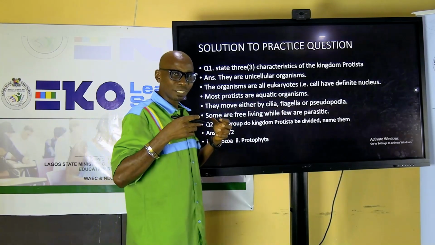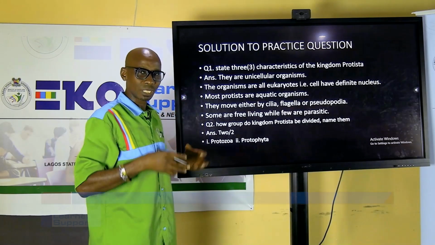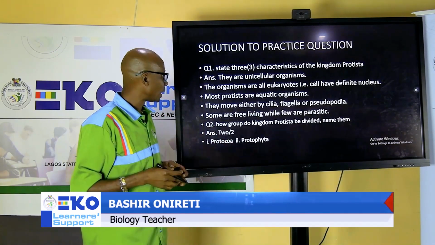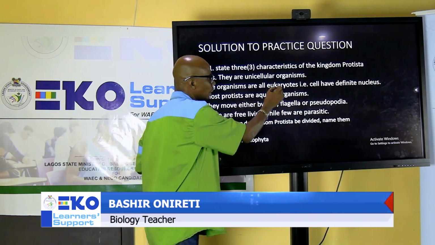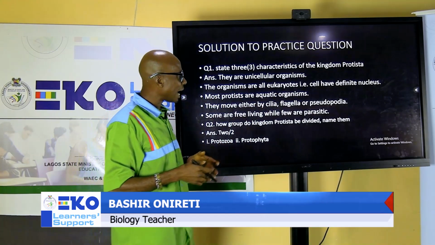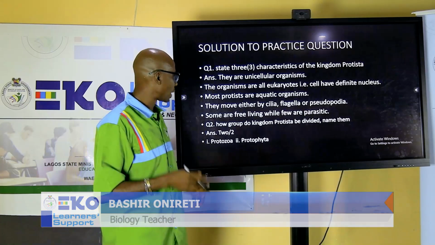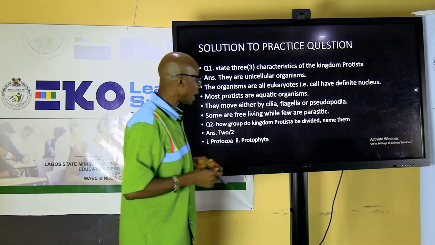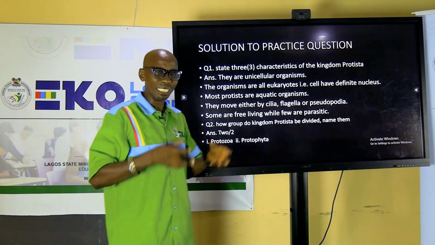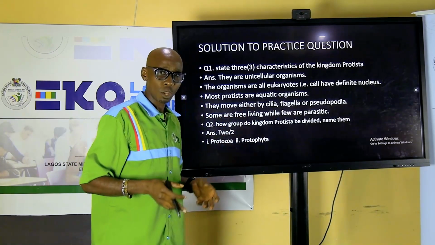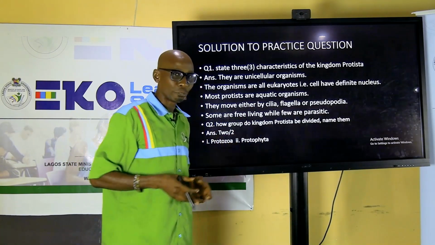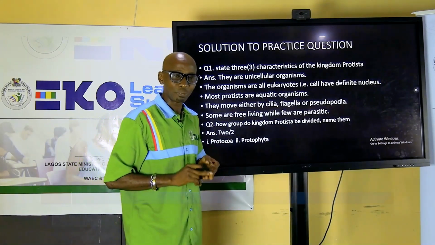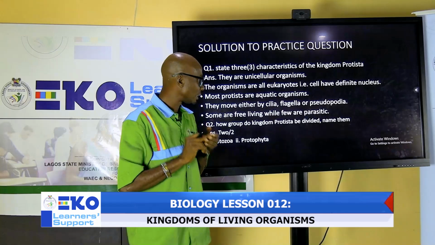That means they have distinct nucleus and organelles. So if you can mention they are eukaryotes, or they are organisms that have nucleus and organelle. Most protists are aquatic. You can simply say they can be found in water. Or specifically, they can be found in ponds, in stagnant water, in rivers, and in streams.